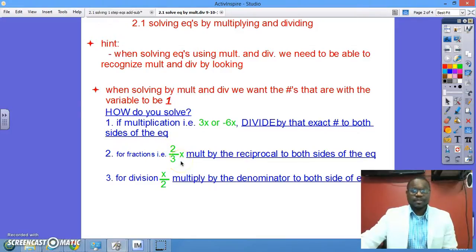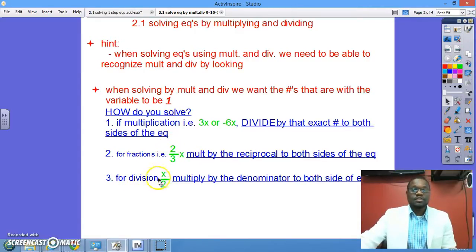Whenever you have a fraction with a variable, it could also be 2x over 3, same thing. You want to multiply both sides of the equation by the reciprocal. 2/3 times 3 over 2 is 6 over 6, which makes that equal 1. Anything divided by itself becomes 1. So whenever you have a problem like this, you multiply by the reciprocal.